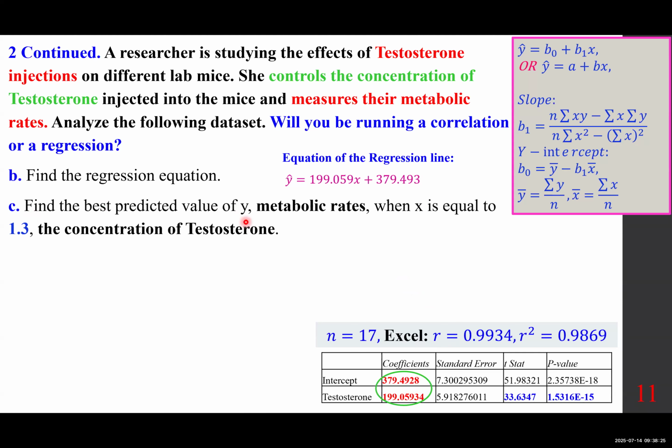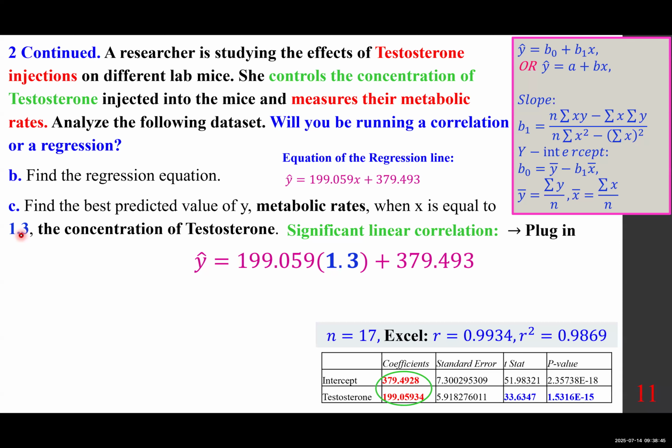Find the best predicted value of Y, metabolic rates, when X is equal to 1.3, the concentration of testosterone. We showed there is a significant correlation, remember? Since there is a significant correlation, you must plug in. That means replace the X with 1.3, and the answer is 638.2697. So again, why do we do that? Because there is a significant linear correlation.